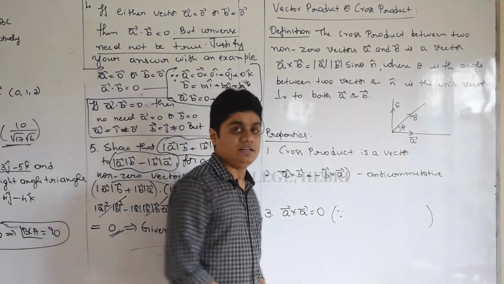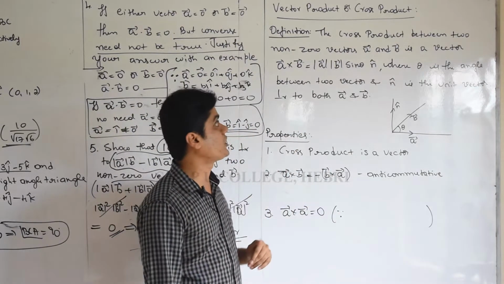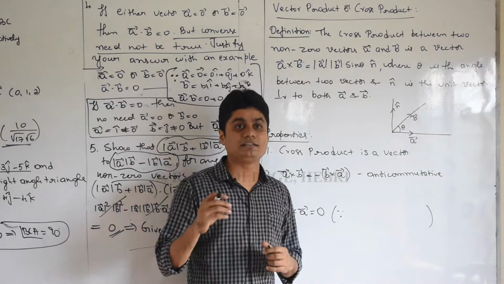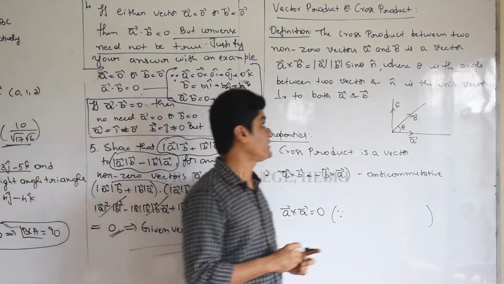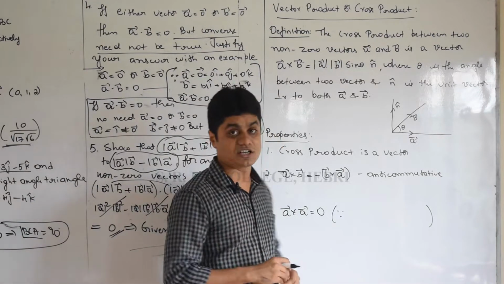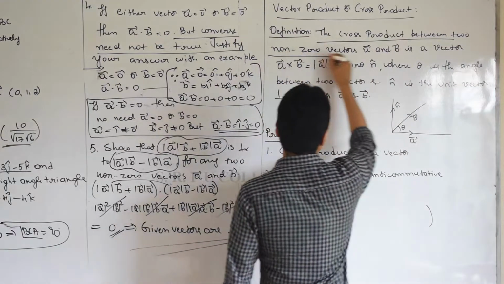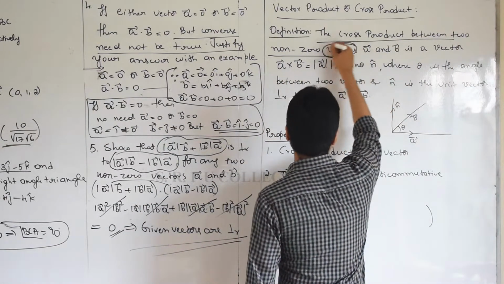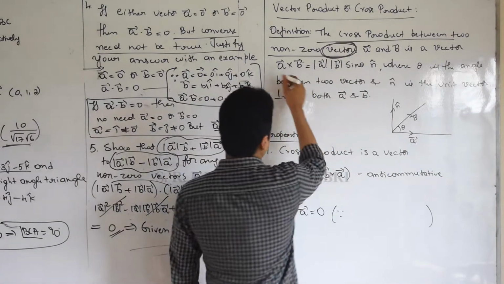Okay, so as I told, I am moving to the next important product between two vectors, and it is called cross product. So let me start the cross product by defining it. The definition is as follows: the cross product between two non-zero vectors is a vector. This is an important term, is a vector. Okay, is a vector A cross B.